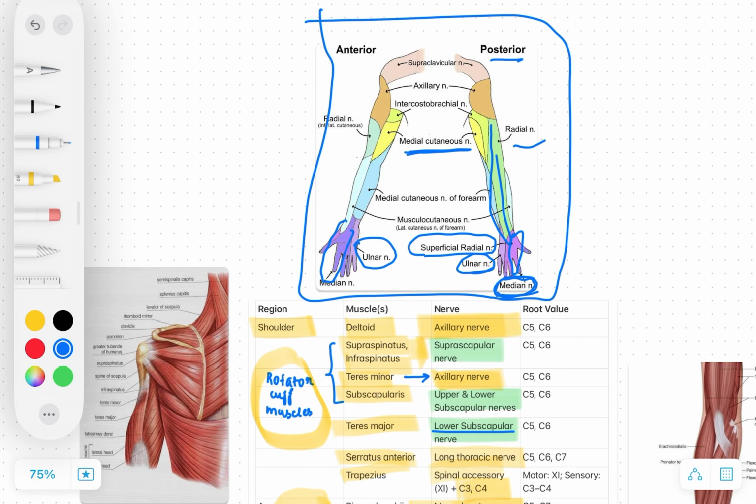Medial cutaneous nerve will supply the medial side, the medial cutaneous nerve of forearm. This is the medial cutaneous nerve of forearm which supplies the medial side of the forearm, and this is the axillary nerve, and this is the intercostobrachial nerve.